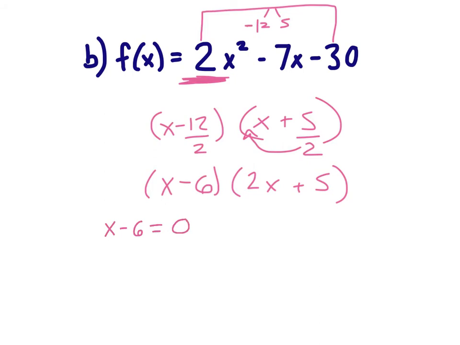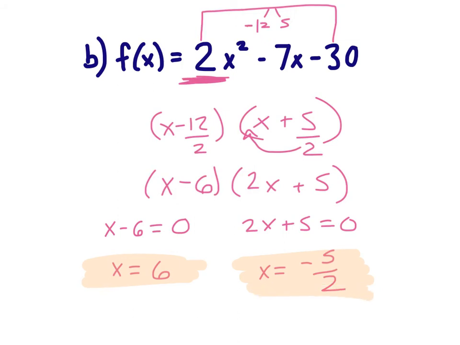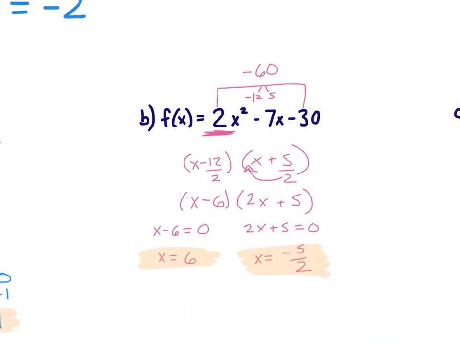Now we just set both of these parts equal to 0, so we have x minus 6 is equal to 0, and 2x plus 5 is equal to 0. So we get x is equal to 6, and x is equal to negative 5 halves. Any questions here?